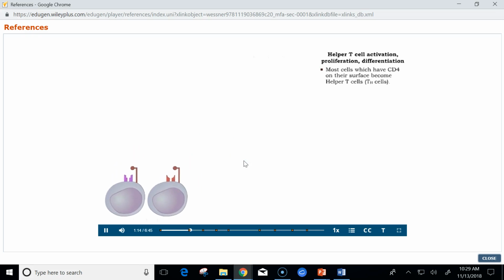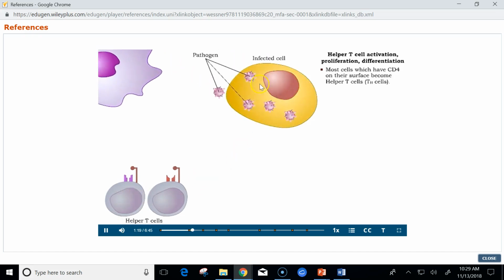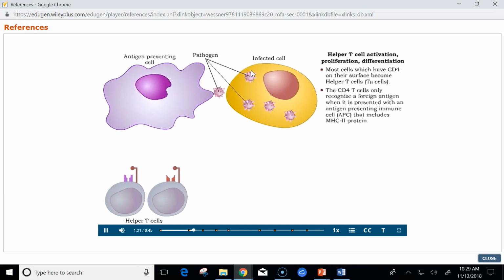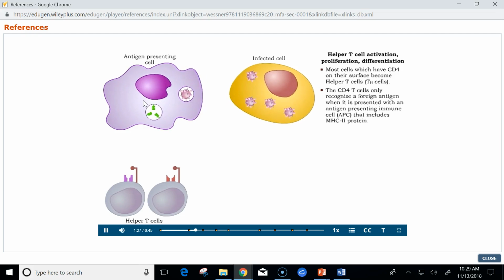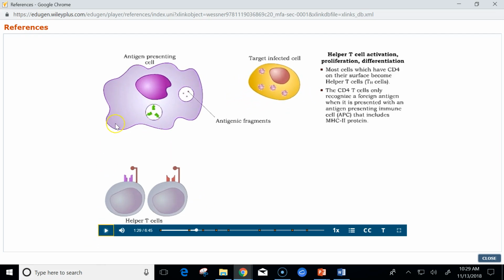So we'll start out with the helper cells. So here's a poor cell that gets infected by a virus. Antigen presenting cell comes along. So who is that? Start repeating this to yourself numerous times. Dendritic cell, macrophage, right? Or B cell, okay? That's what they're talking about when they're talking about antigen presenting cells. So in this case, it's probably a macrophage or a dendritic cell.